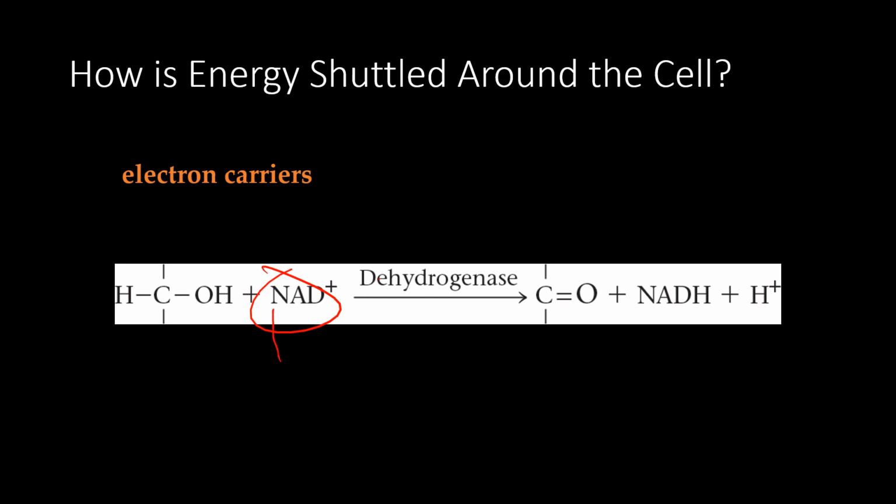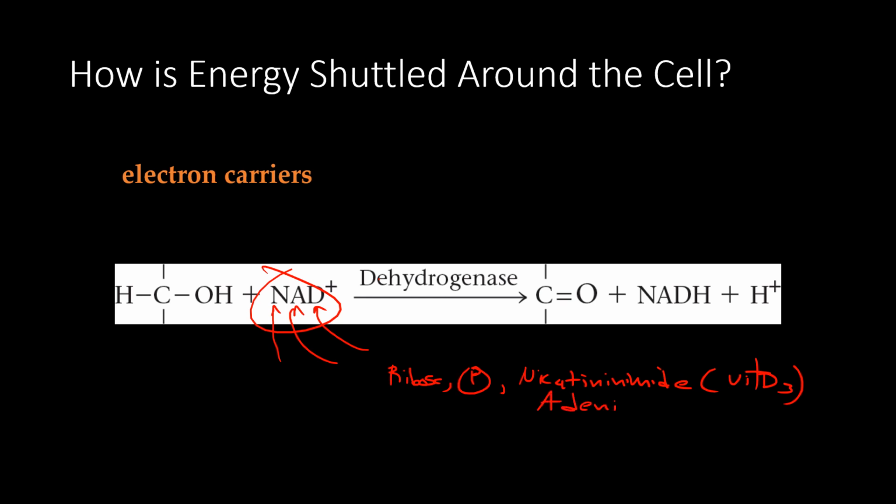NAD, nicotinamide adenine dinucleotide, is, as that last letter implies, a dinucleotide consisting of two sugars, remember there's the ribose, two phosphate groups, and then two nitrogenous bases. In this case, we have nicotinamide, which the cell synthesizes from vitamin D3, I believe, and adenine.